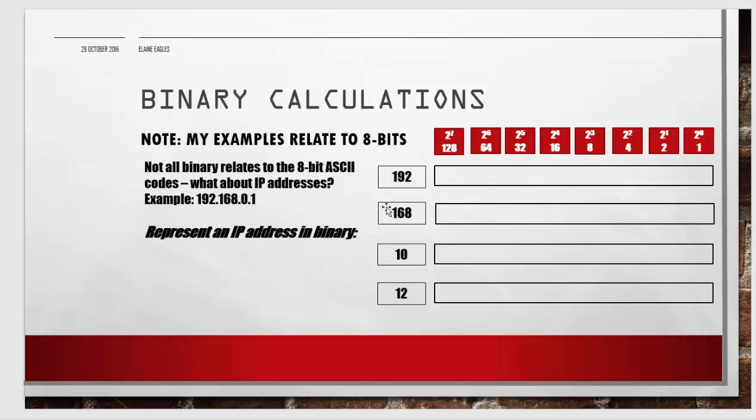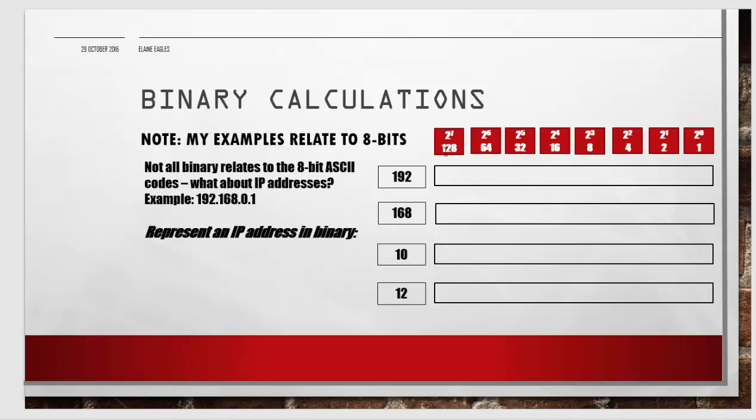So the 192, the 168, the 10 and the 12. What would they be? So what's 192? It's going to need the 128, but it can't use the 64. 128 plus 64 would make what? Or can it? Actually can. It's 11000000. So that's 192.